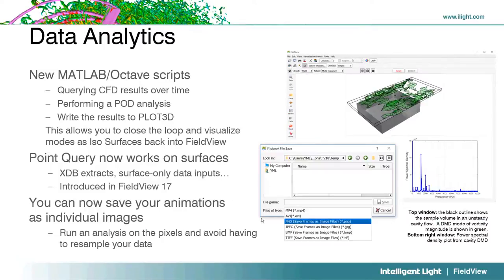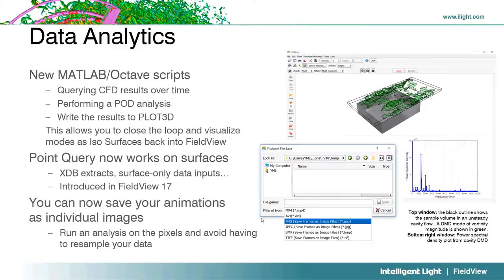Starting with the last version, FieldView 17, we started to provide improvements and new capabilities regarding data analytics. You may recall that Octave is now available as part of the FieldView package. We've provided some sample scripts for doing different kinds of analysis. Well, with this version, we keep enriching this environment. We are providing additional scripts and examples. We've made further improvements to the new point query function that can also work on surfaces now in addition to volumes. And we've also made a nice improvement to how you can save your animations.